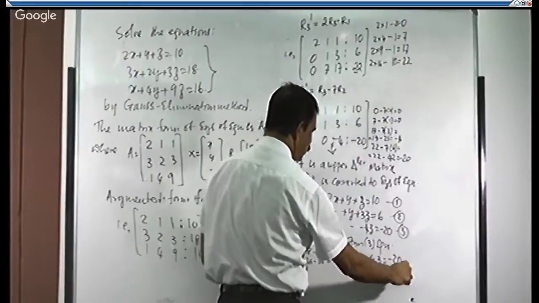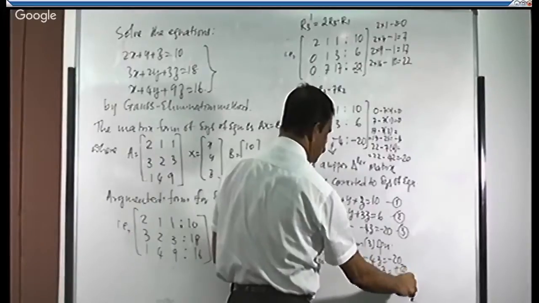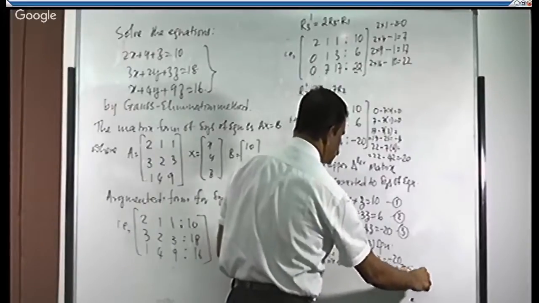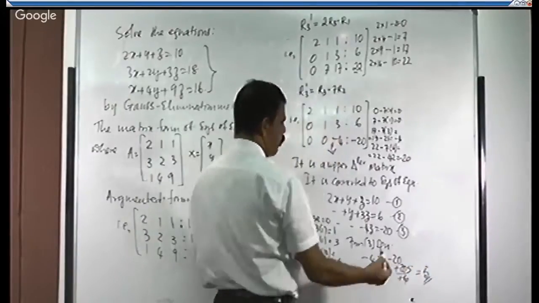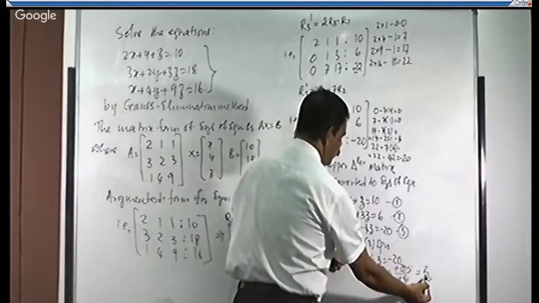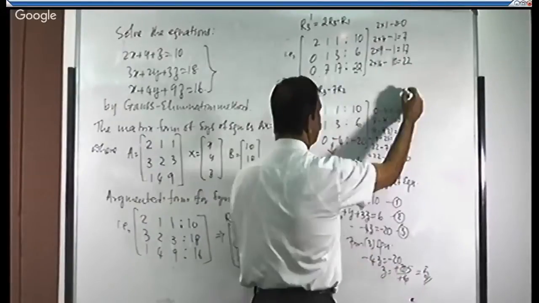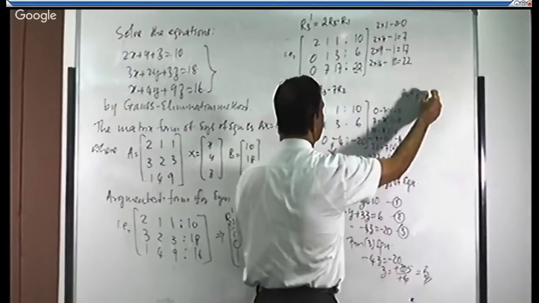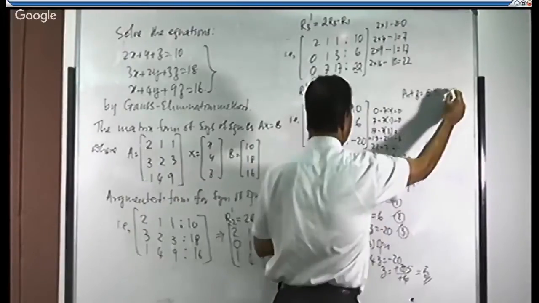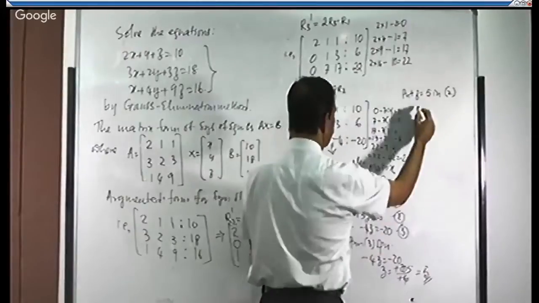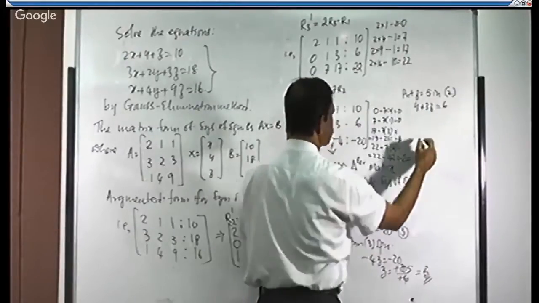Therefore, z is equal to minus 20 divided by minus 4. Minus minus cancel, 4 1s are 4, 4 5s are 20. So, z is equal to what? 5. Now, put the z value 5 in this equation. Put z is equal to 5 in the second equation. What is that second equation? y plus 3z is equal to 6.